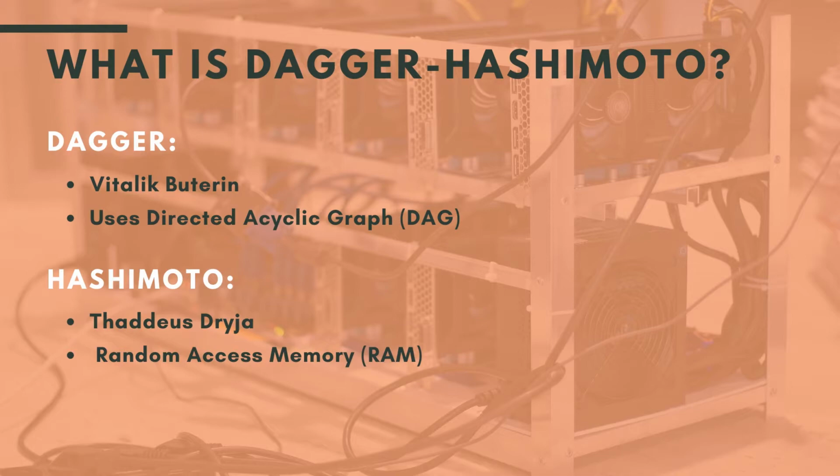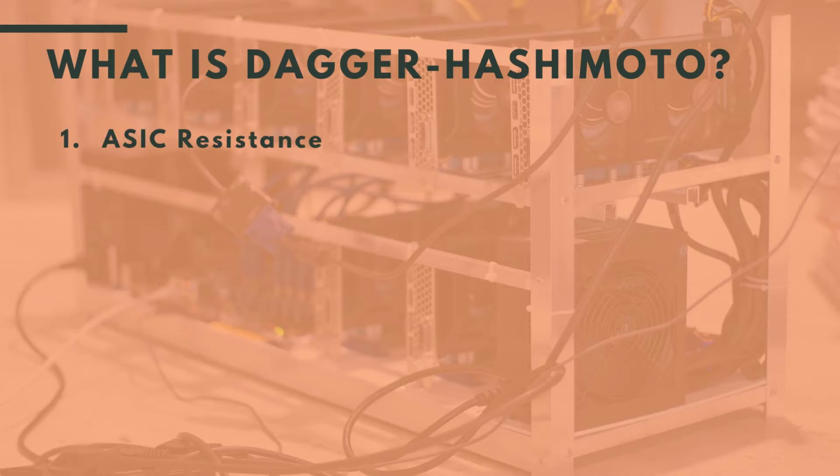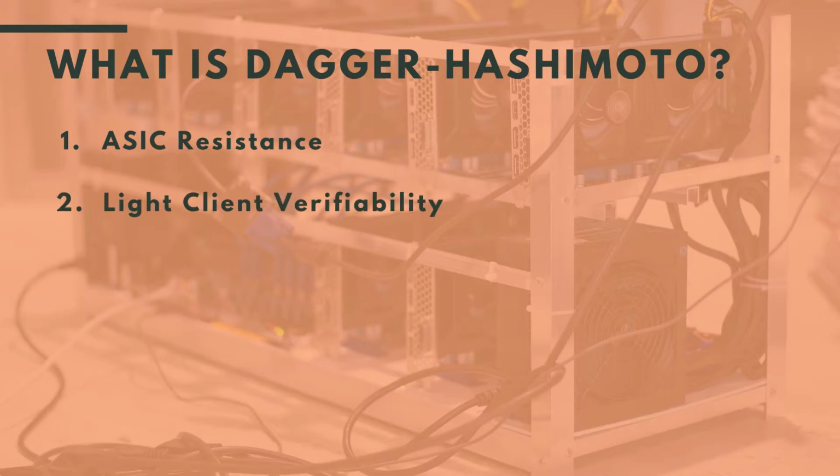First, ASIC resistance. Design the algorithm such that specialized hardware like ASIC miners is not significantly more profitable to mine with than non-specialized hardware such as CPUs and GPUs, making Ethereum's mining less centralized. Second, light client verifiability. A block should be relatively efficiently verifiable by a light client.